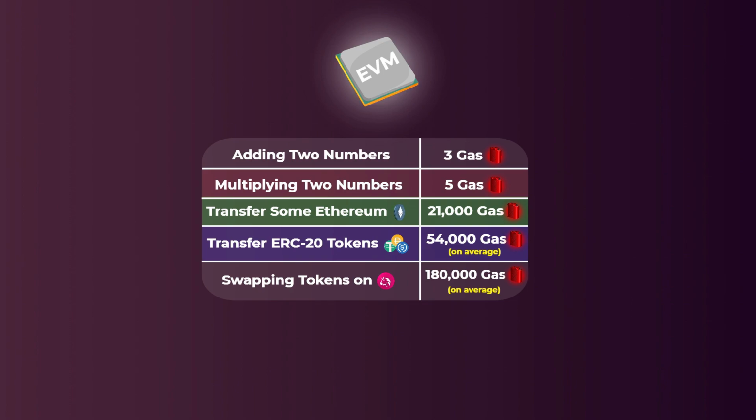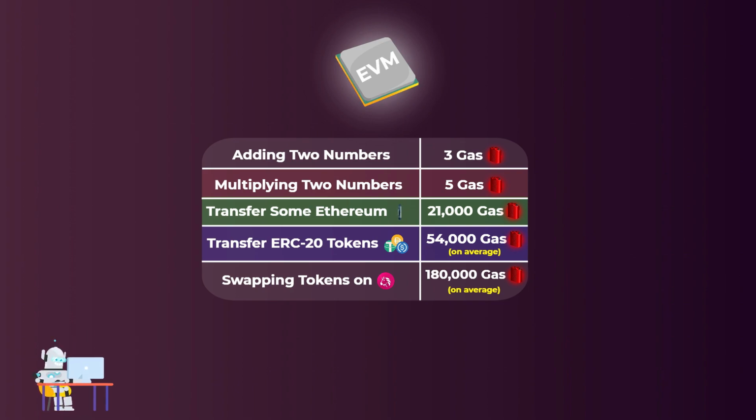A very important point here is that these numbers don't change. Just like your car will always take 3 liters of gasoline when you drive it for 60 kilometers, adding two numbers in the Ethereum virtual machine will always take 3 gas units, and sending some Ethereum coins will always take 21,000 gas units. That is, of course, until the Ethereum protocol changes the cost of an operation, but now the cost of each operation is known and it doesn't change.